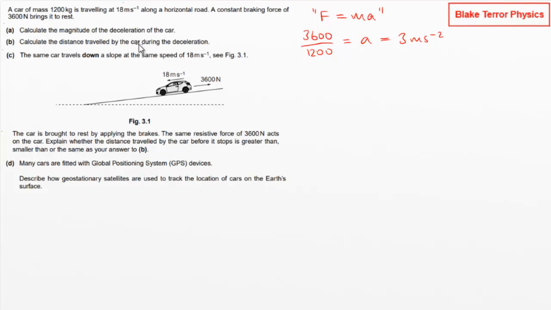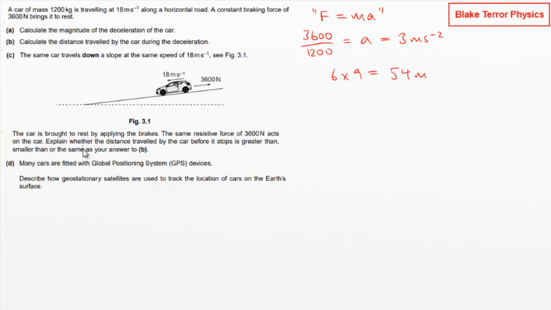Calculate the distance traveled by the car during the deceleration. So the distance is going to be the average velocity multiplied by the time. It's clearly going to take 6 seconds to stop, because we're going from 18 down to 0 in blocks of 3. So we're just going to have 6 times 9, which is 54 meters. So quite straightforward there.